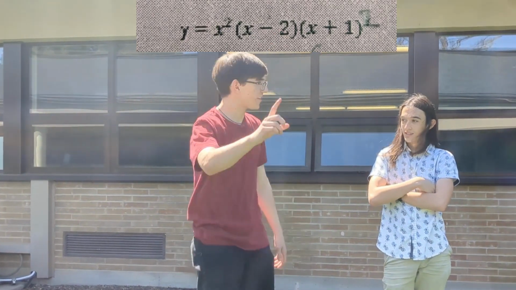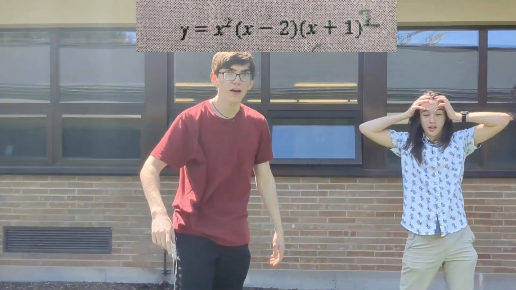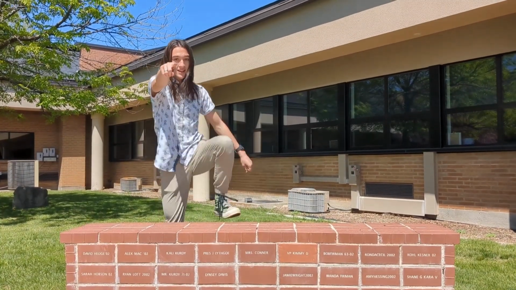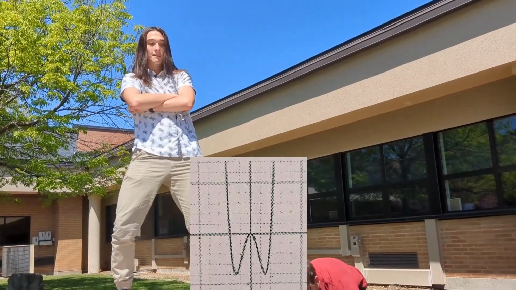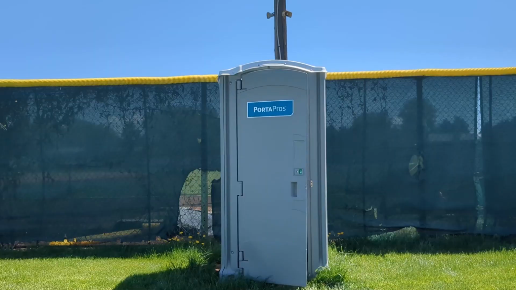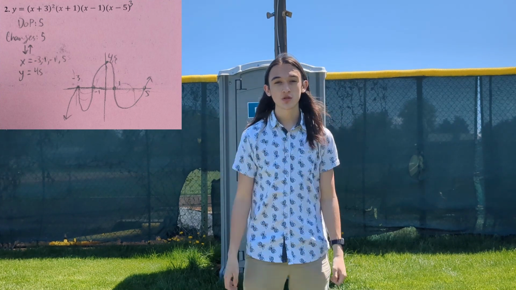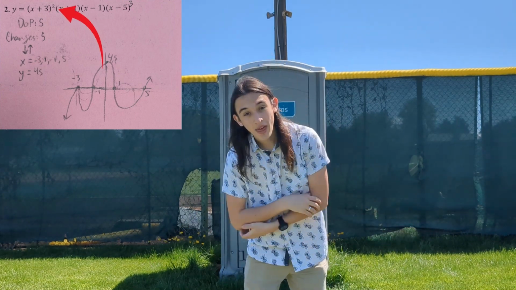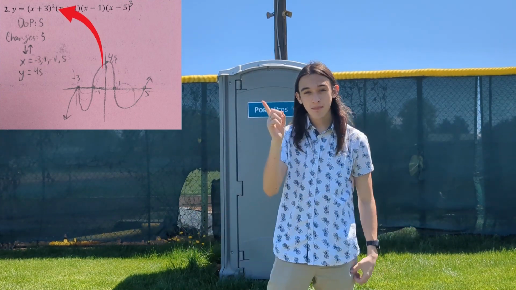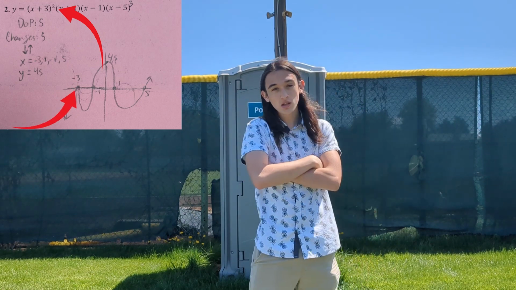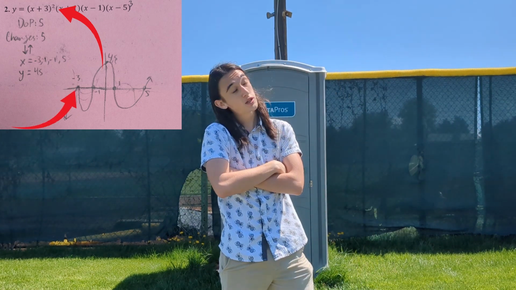Wait, what about the squared parentheses? That right there makes your x-intercept bounce. Bounce? See here on this graph with the DOP of 5? It's got an x plus 3 squared in it. To show that on the graph, you just bounce off that point and then go through on the next intercept, as long as it's not squared also.